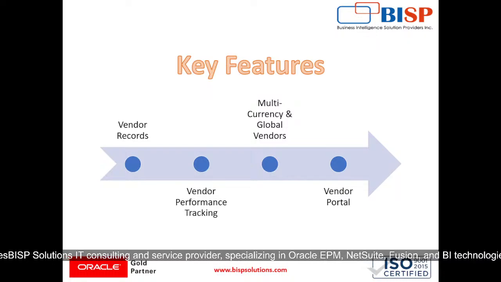So for example, if a company buys office furniture from multiple vendors, NetSuite tracks which vendor delivers on time, who offers the best price and who has quality issues. So based on this particular data, they can make better purchasing decisions.